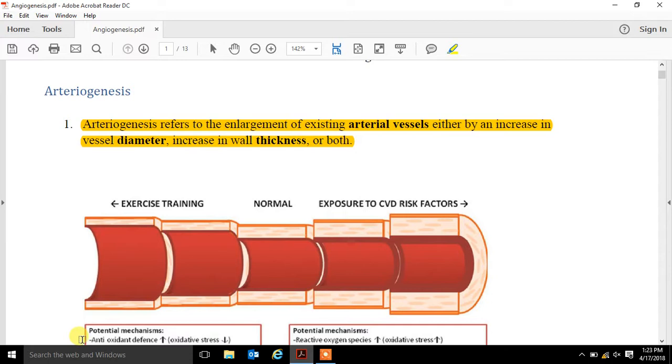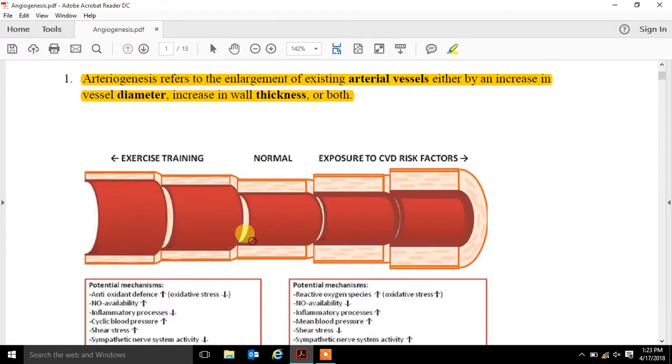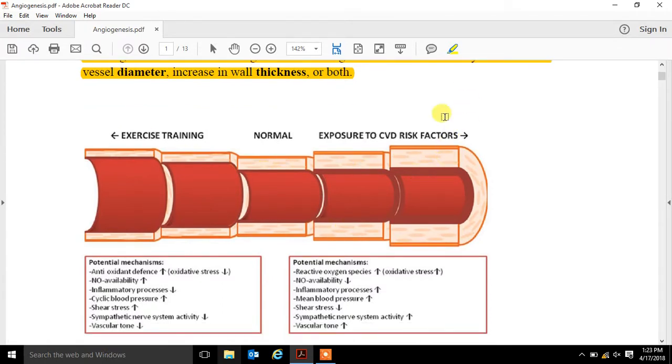If we look at this image here, the center is normal, so this would be our normal vessel lumen and our normal vessel wall thickness. As we increase our exposure to various cardiovascular disease risk factors, so this would be high blood pressure, diabetes, just primary aging, in those groups we start to see maybe some small changes in diameter, but really see changes in wall thickness.